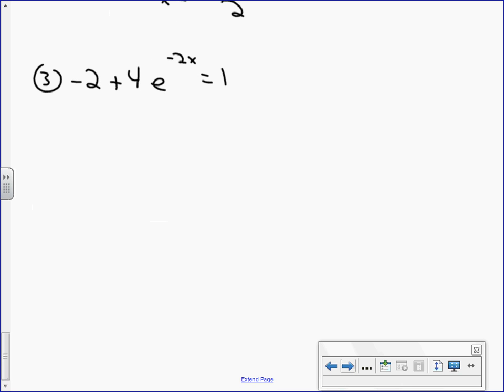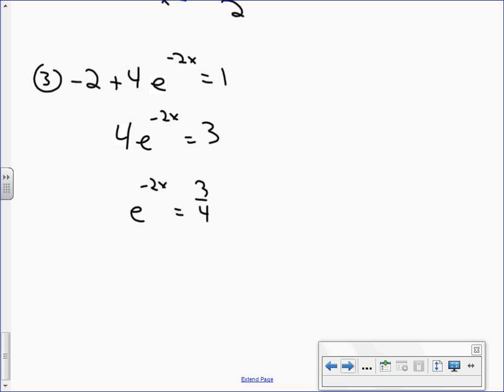All right? I need to get back to the x, so I need to get rid of all of the stuff that's wrapped around it, starting from the outside. Add 2 to both sides. Divide both sides by 4. You can put 0.75 if you like, although I usually leave it in fraction form.